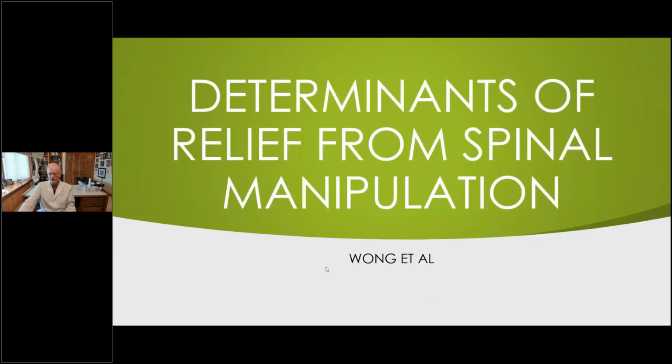We move into part 2. Before we go to the instrument, we have looked at what happens when we apply Cox long Y-axis distraction manually or automated. But what does the literature show of the determinants of pain relief? What must take place in that spine in order to give a patient relief?